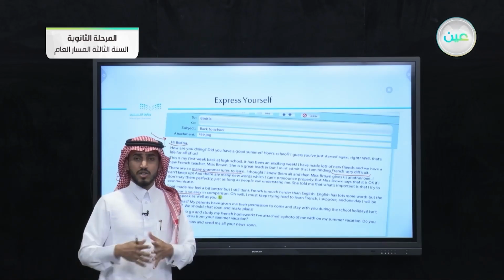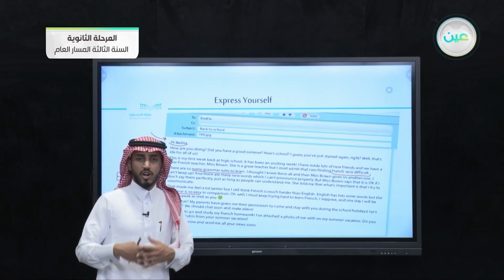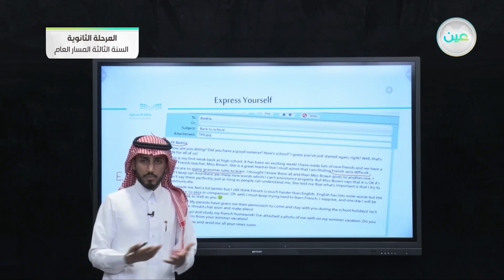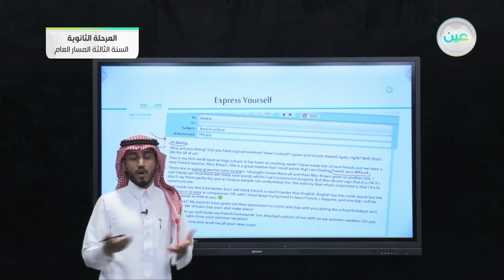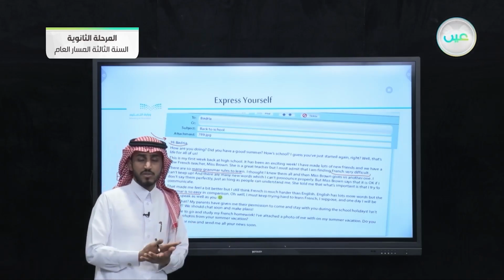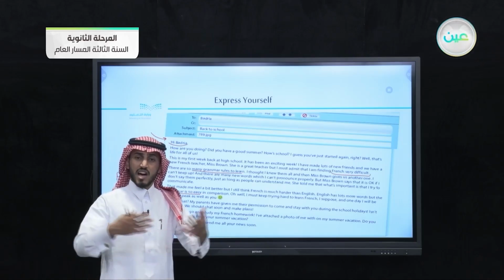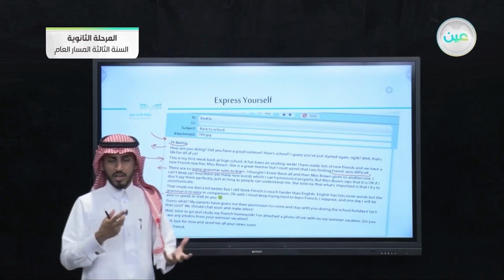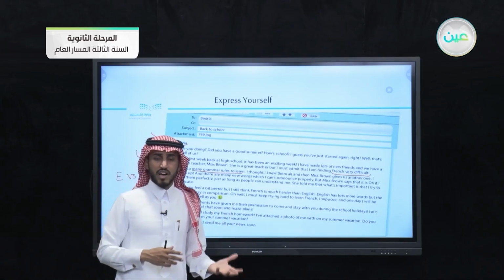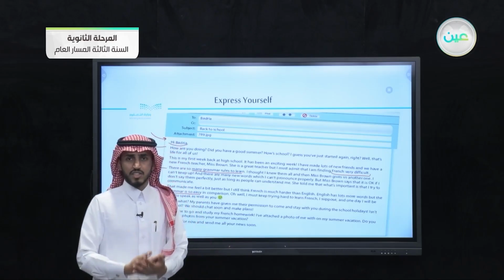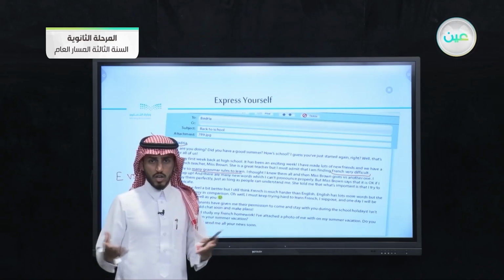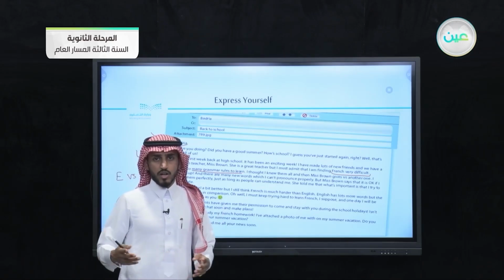You can start with giving an overview or asking about the other person. After that, give an overview of your opinion toward the English language. Then start comparing between Arabic and English. What are the differences? What are the similarities? Then you can end your email the way you feel is more suitable.